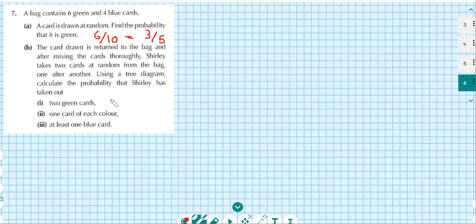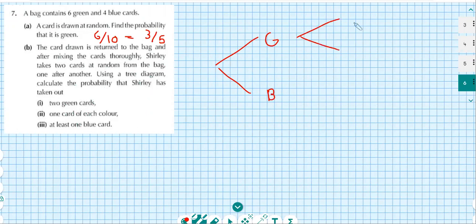Next part. The card drawn is returned to the bag, and after mixing the cards thoroughly, Shirley takes 2 cards at random from the bag, one after another. Using the tree diagram, calculate the probability that Shirley has taken out 2 green cards. So we have to make the tree diagram first. So there are 2 draws: G for green and B for blue.